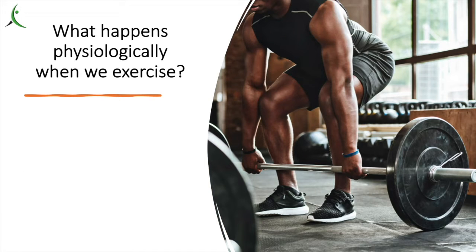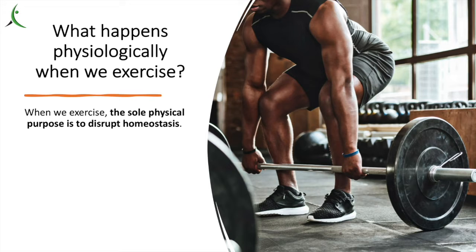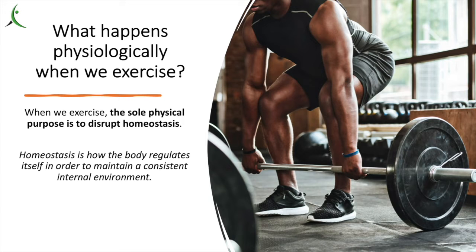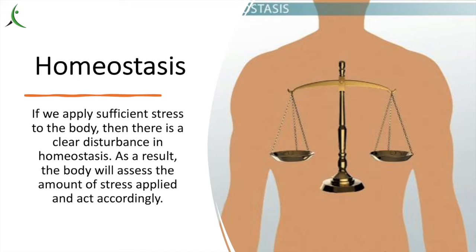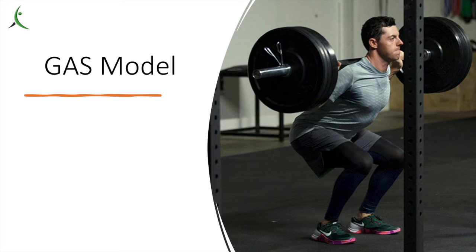What happens physiologically when we exercise? When we exercise, the sole physical purpose is to disrupt homeostasis. Homeostasis is how the body regulates itself in order to maintain a consistent internal environment. An example would be something as simple as increasing our heart rate above normal resting state. If we apply sufficient stress to the body, then there is a clear disturbance in homeostasis. As a result, the body will assess the amount of stress applied and act accordingly.